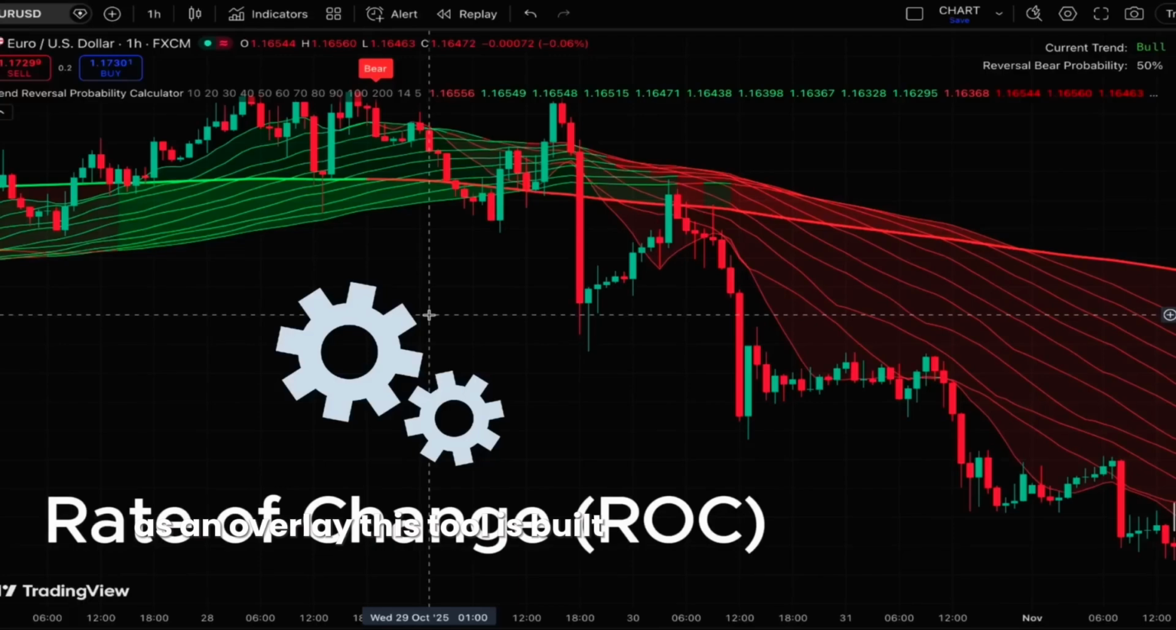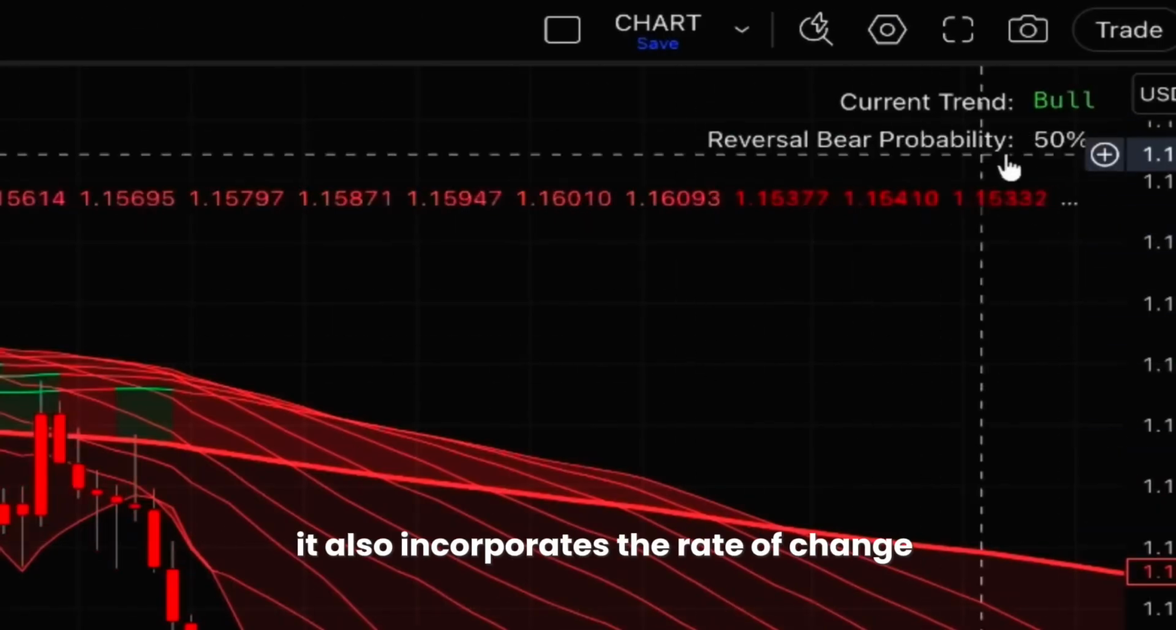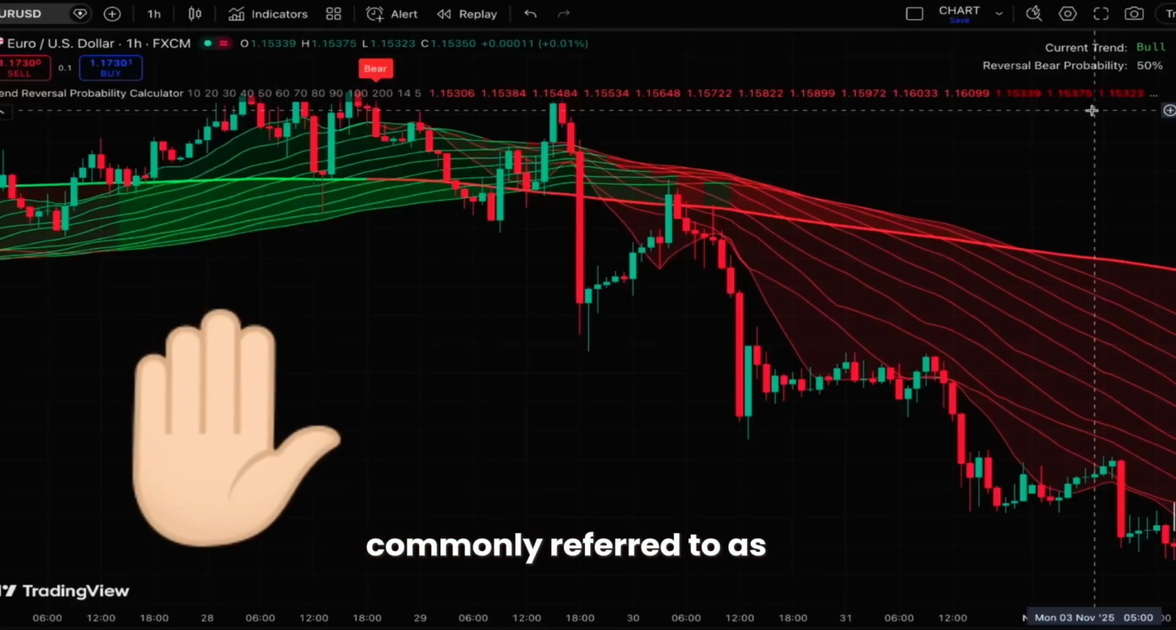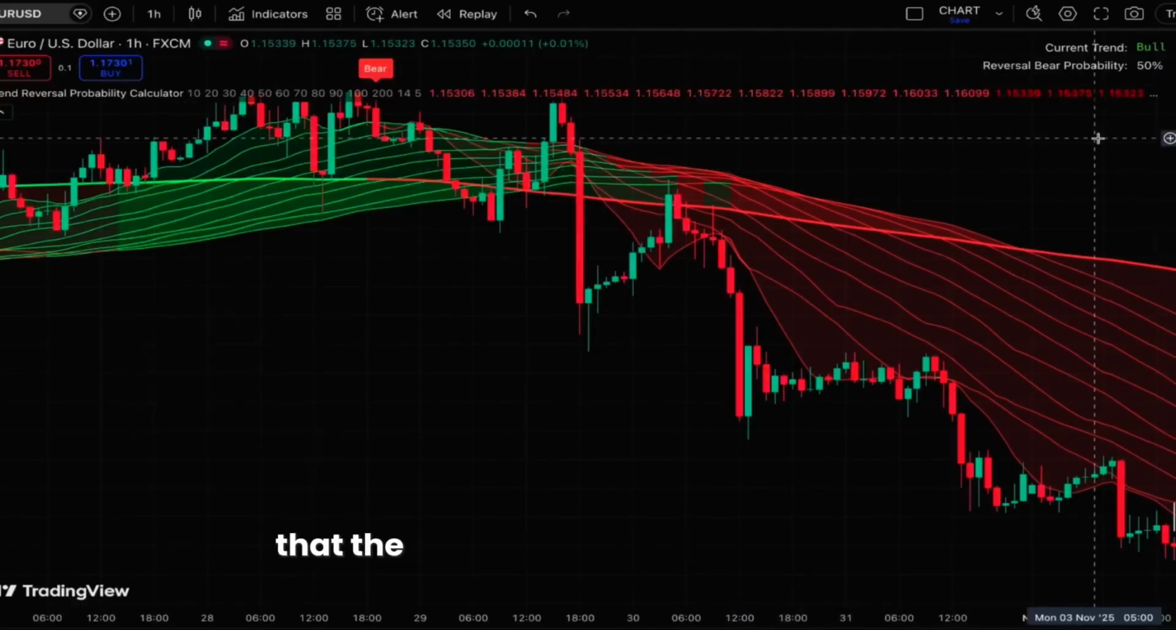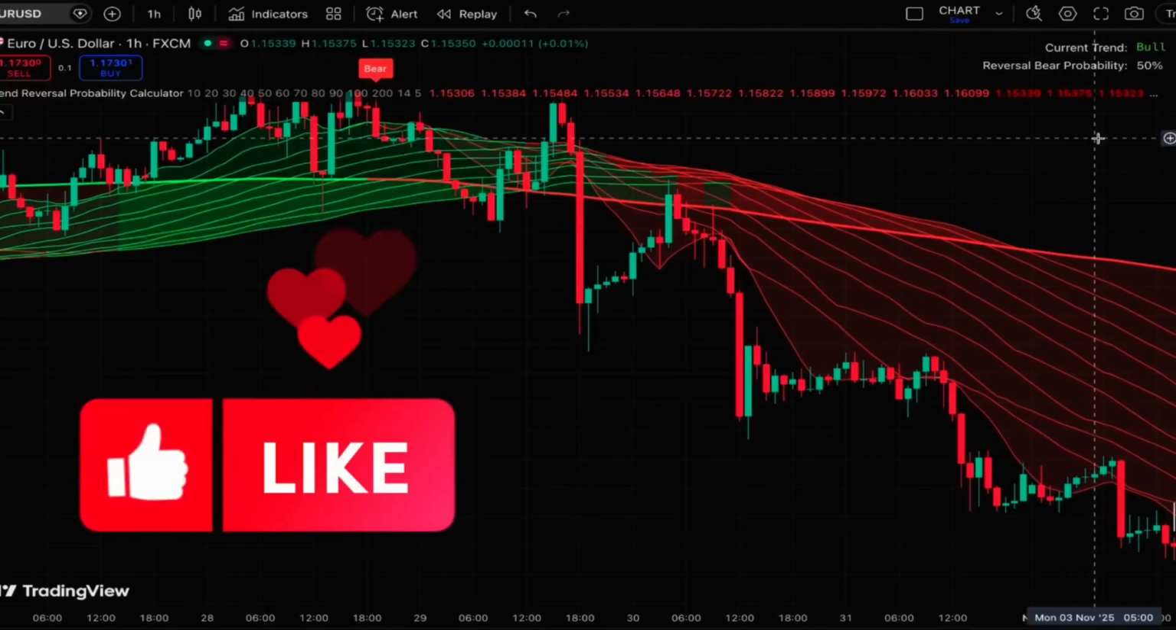This tool is built on a foundation of 11 moving averages. It also incorporates the rate of change, commonly referred to as ROC, which is used to calculate the statistical probability that the current trend is about to reverse.